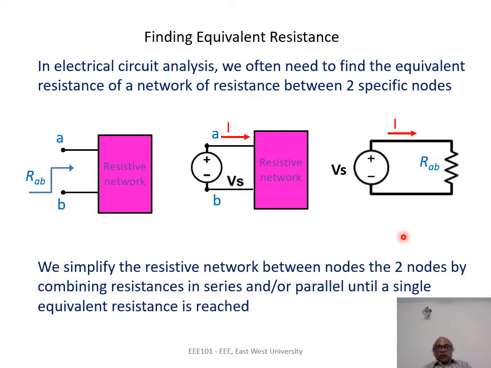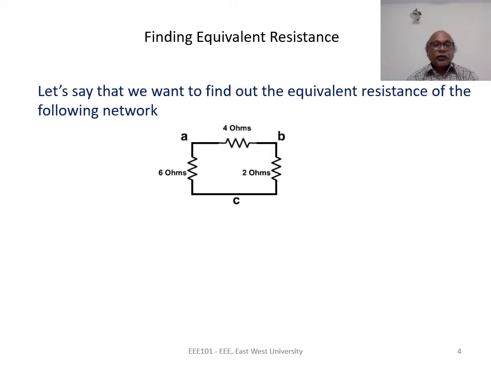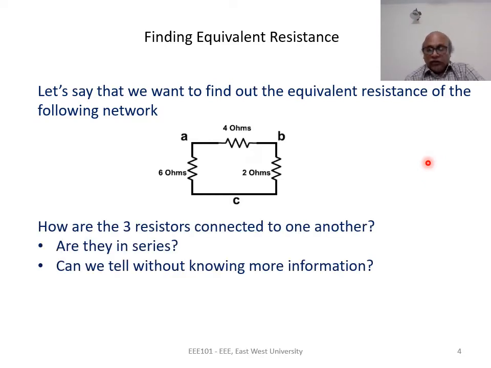Okay, so we simplify the network of resistances by combining resistances in series and/or parallel successively until our desired equivalent resistance is reached. Okay, let's say we want to find the equivalent resistance of this network. There are three nodes A, B, and C, and we have three resistors connected: 4 ohms, 6 ohms, and 2 ohms. Now, the question that we need to answer is how are these three resistors connected to one another?